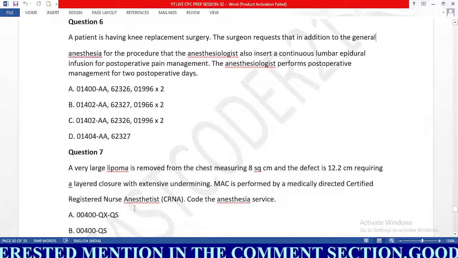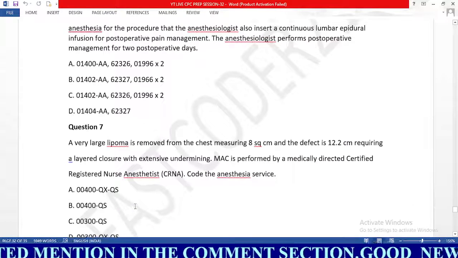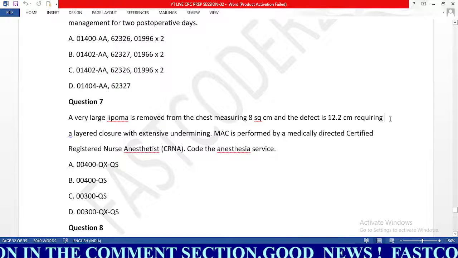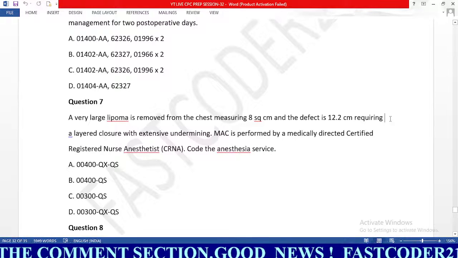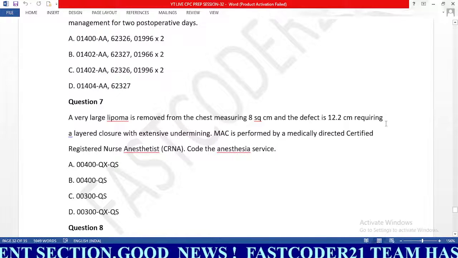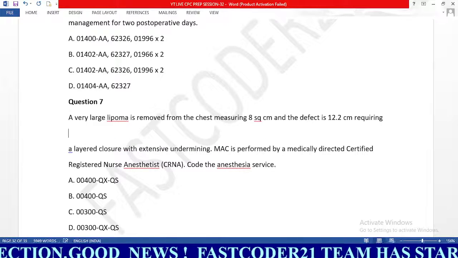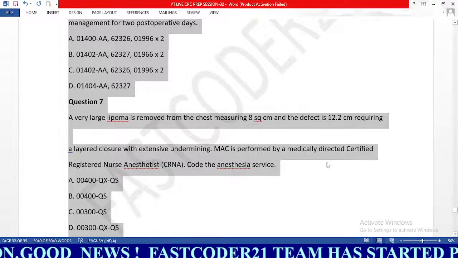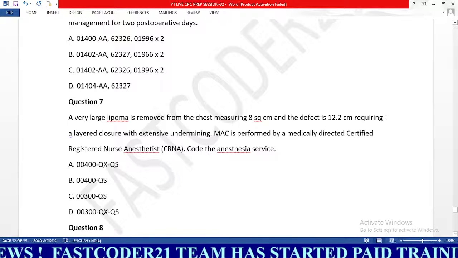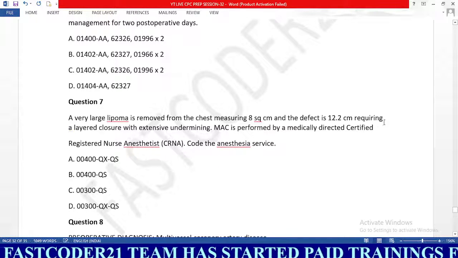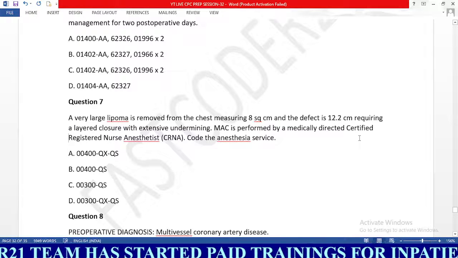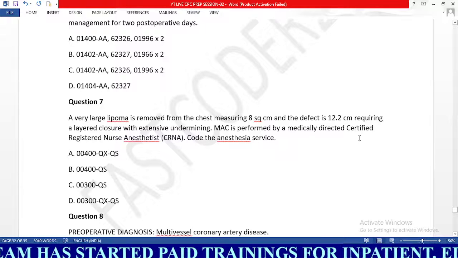So check question number 7 now. It is 9:34 now. We will discuss the answer at 9:36. Go ahead and check the seventh question.